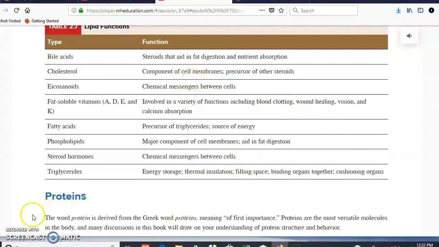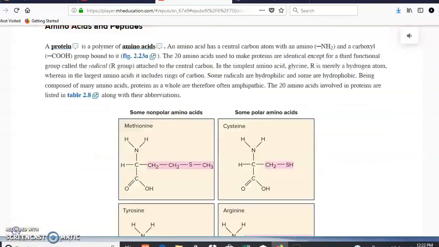The next topic is going to be protein. Proteins are chains of amino acids. And we can see here that we have an amino acid. This part right here on the top, NH2, is the amino. And this part right here, COOH, is a carboxyl group, which is going to give you the acid. Okay, so then you have an amino acid.